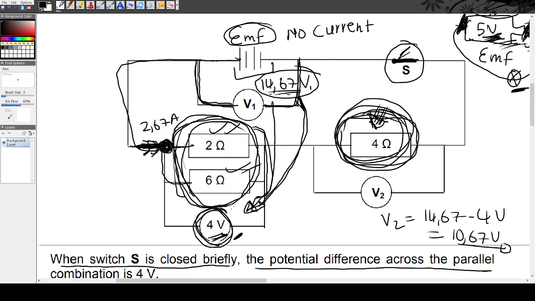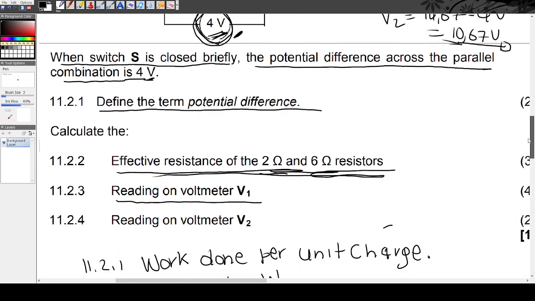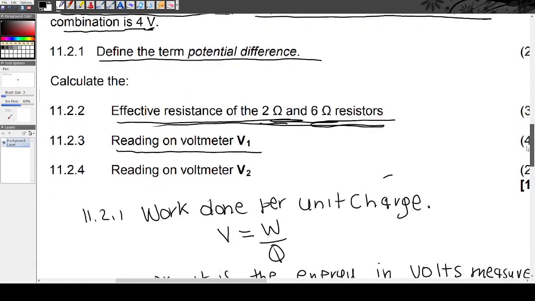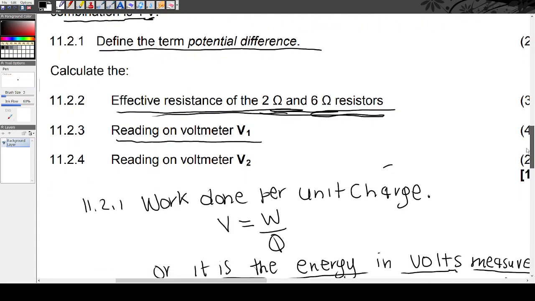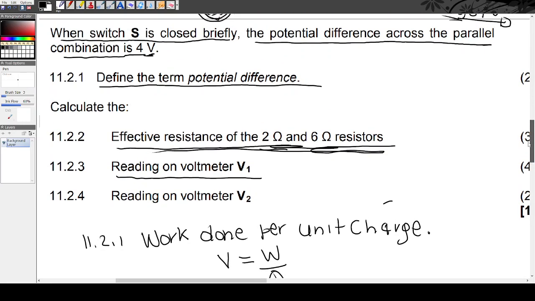If these two resistors use 4 volts of energy from the total of 14,67 volts, then the remaining energy should be used by that one, which is 10,67 volts. So it means resistors in series use more energy compared to those in parallel. Okay, so it's better to connect stuff in parallel than in series. I don't know, but I think so. It makes sense that way.